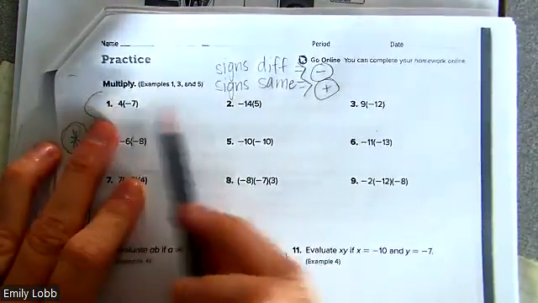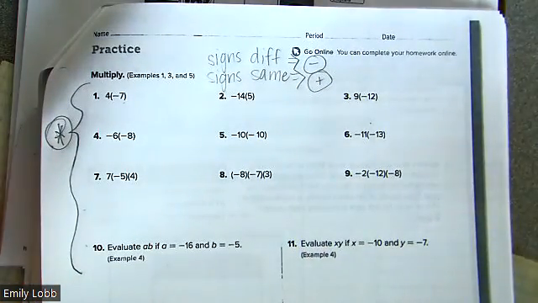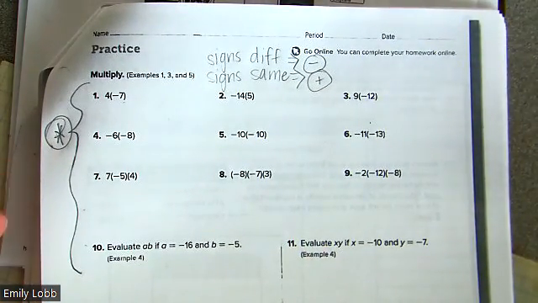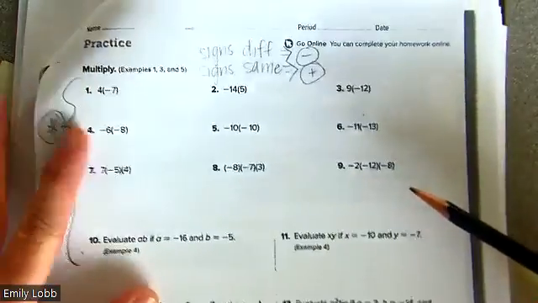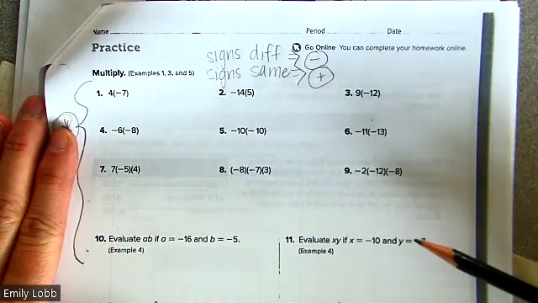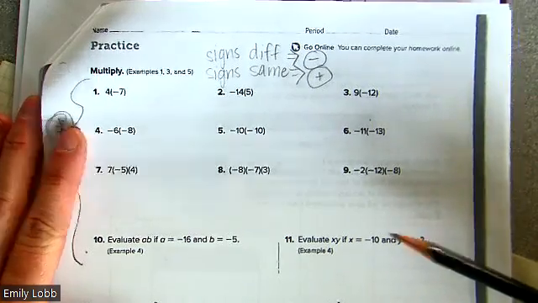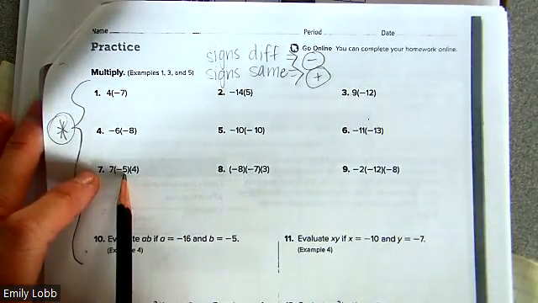So multiply, use your multiplication table. You won't be able to use a calculator on this quiz because you need to understand this concept. So practice using your multiplication table if you need it. Practice your multiplication, right? Now, positive times a negative is negative.